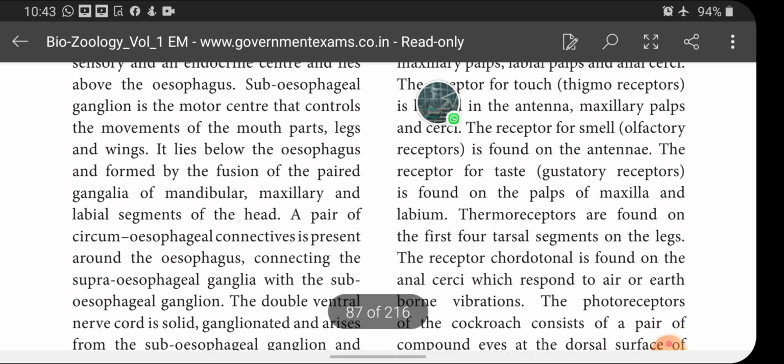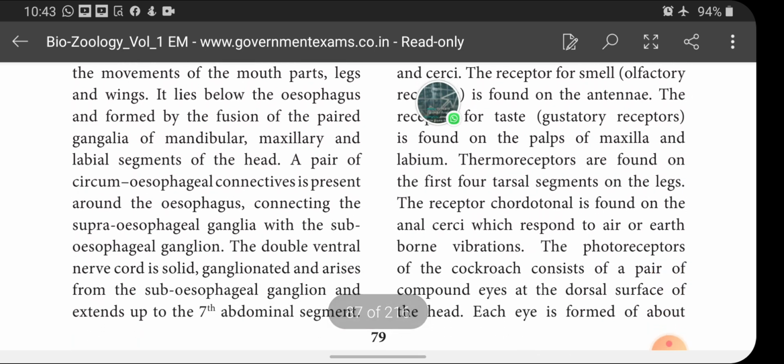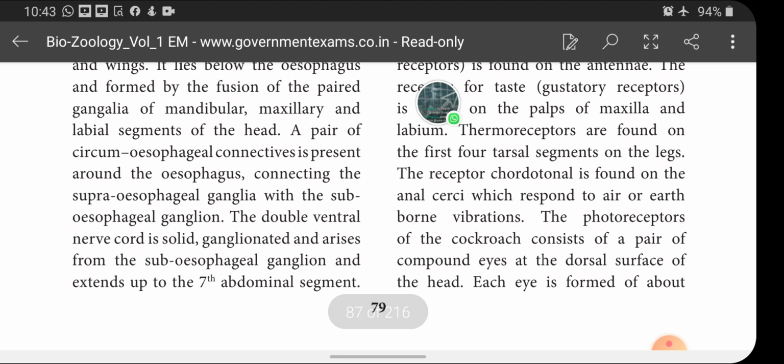Then a pair of circumesophageal connectives is present around the esophagus, connecting the supraesophageal ganglion with the subesophageal ganglion. You know very well that the ganglion present above the esophagus is called the supraesophageal ganglion, and the ganglion present below the esophagus is called the subesophageal ganglion. These two ganglia are connected by a structure called the circumesophageal connectives.